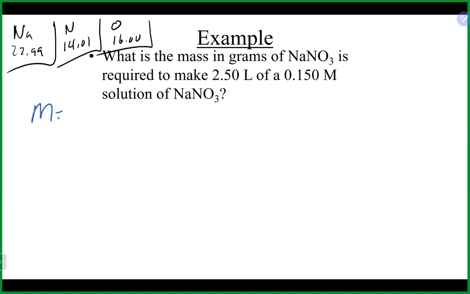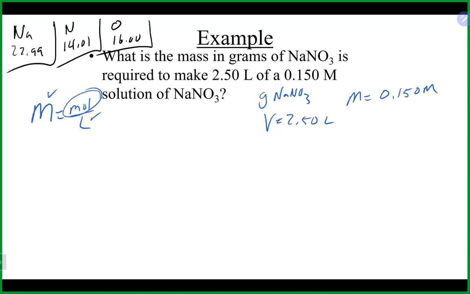Which is moles per liter. And in this particular case, we're looking for the grams of our sodium nitrate. We do have a volume given to us, which is 2.5 liters. We do have the molarity given to us of 0.15 molar. So it would make sense to solve for moles, as that's kind of the only thing we don't have. And that also makes sense since we're looking for grams in the end, because we can easily go from moles to grams, again, using our molar mass from the periodic table.